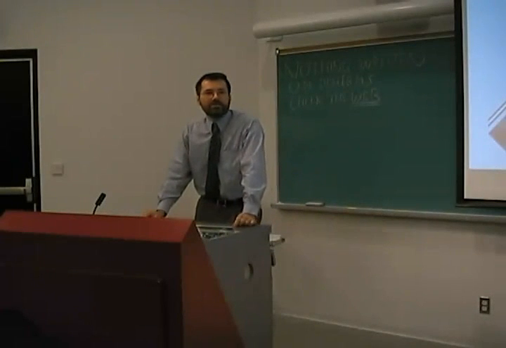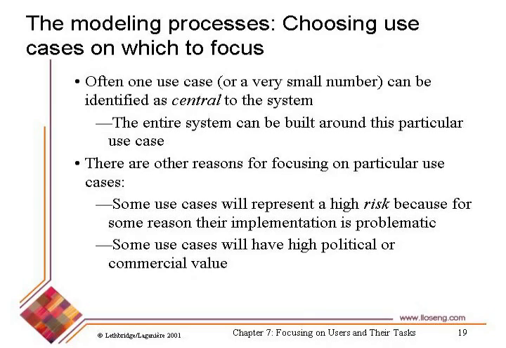Another type of use case to pay attention to and to consider somewhat central, in addition to the one that is used the most, are ones that are high risk because they're going to be difficult to implement. So you can flag those and say, okay, we're going to put extra effort into these. We're going to put our top software engineers into these because they look as though they're going to be difficult. They require some special algorithms or some artificial intelligence or some other kind of pushing the computer science frontiers.